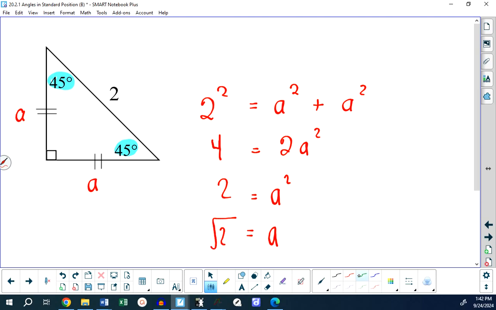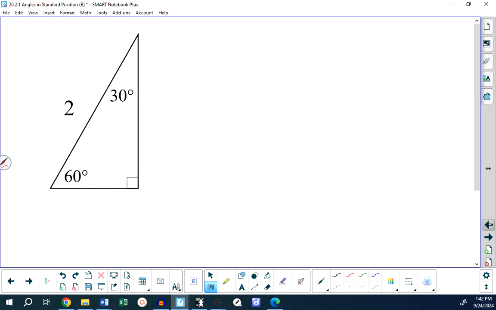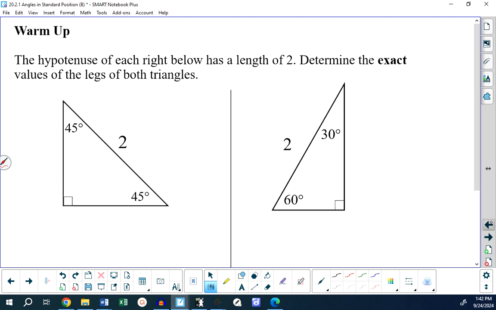Those of you in Physics 20, we talk about plus or minus the square root, but we're not interested in that here because it's a triangle. So what do we know? We know that those other two sides are the square root of 2. Okay, let's put them in the diagram. This is root 2. This is root 2.